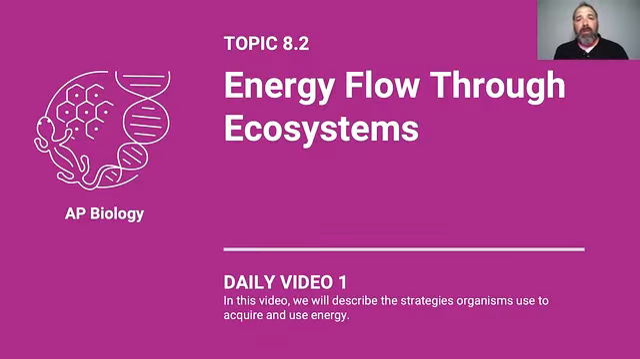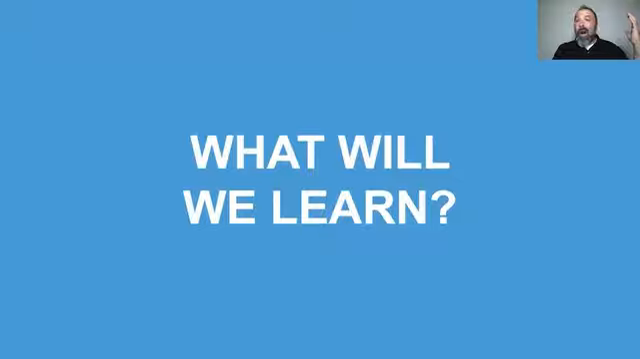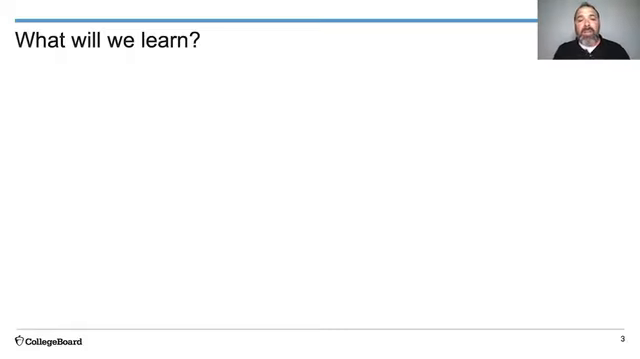This is Mr. Mansour coming to you from Tiffin Columbian High School, and this is topic 8.2, energy flow through ecosystems. In this daily video 1, we will learn in this lesson, we'll describe the strategies organisms use to acquire and use energy. So what are we going to learn? Always important to see what we're going to learn here.